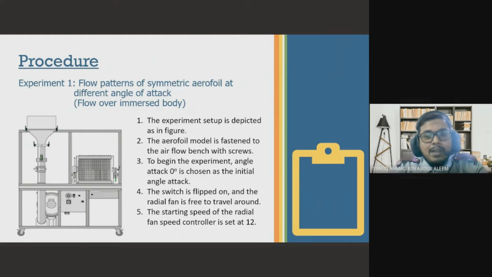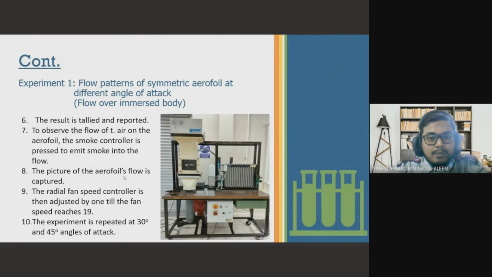Next, the switch is flipped on and the radial fan is free to run. Fifth step would be the starting step. The starting speed of the radial fan speed controller is set at 12. Next, the result is tallied and reported. And in order to observe the flow of air on the aerofoil, the smoke controller is pressed to emit smoke into the flow. Next, the picture of the aerofoil's flow is captured. Ninth would be the radial fan speed controller is then adjusted by 1 till the fan reaches 19. And the last is the experiment is repeated at 30-degree and 45-degree angles of attack.